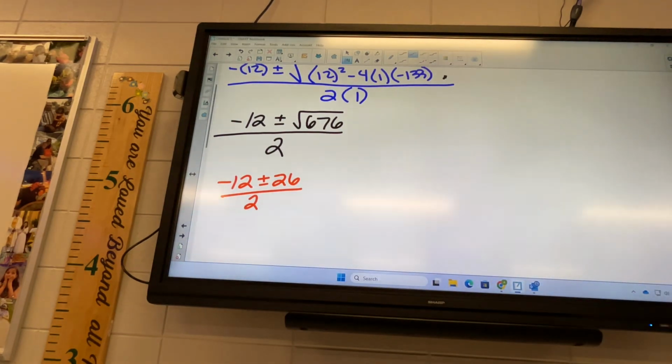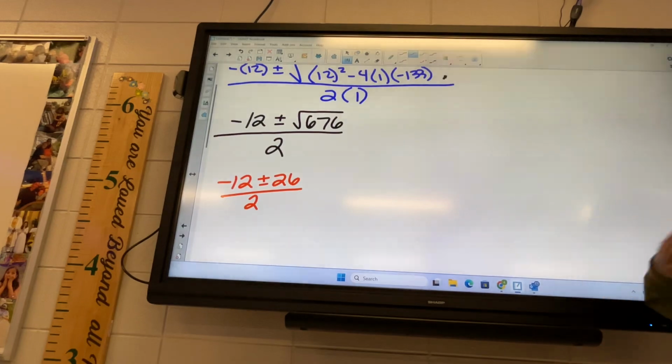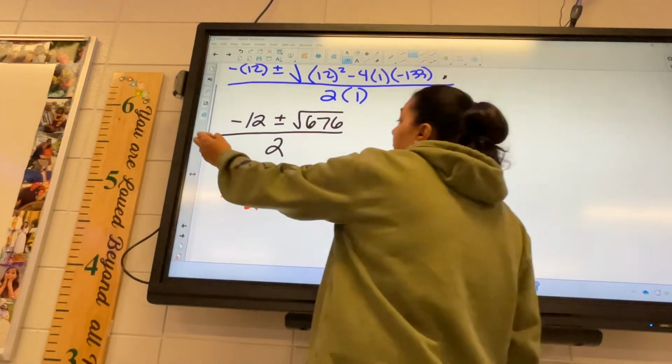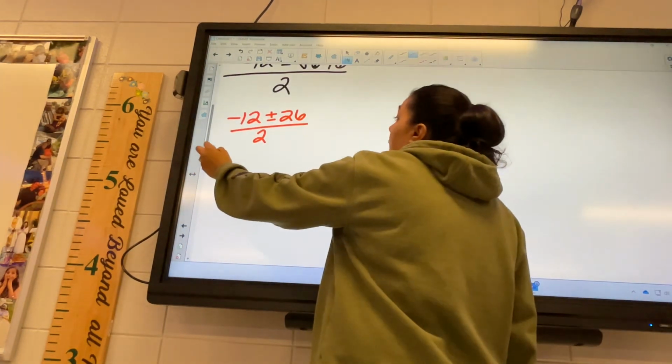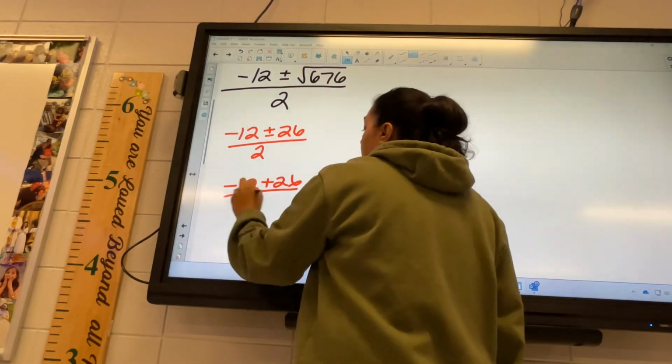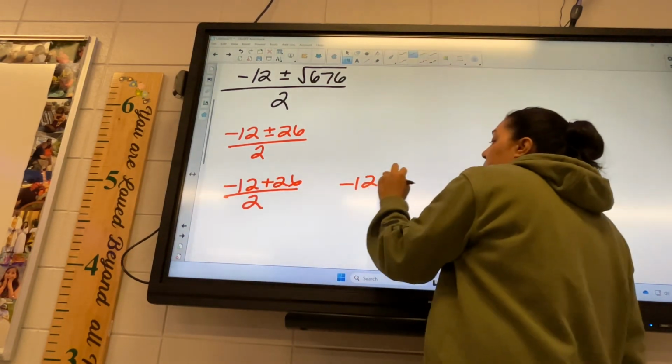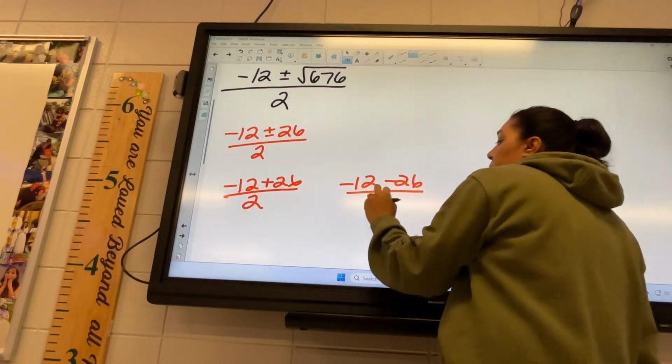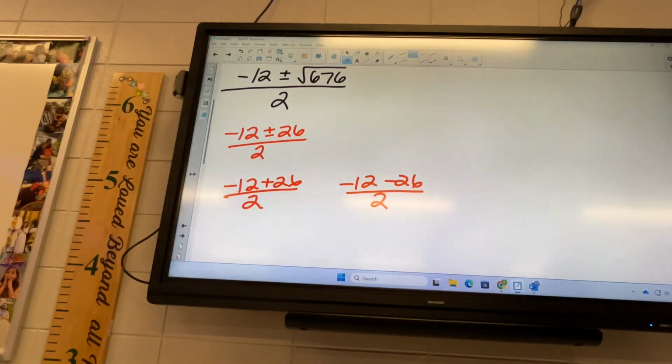Okay, and then what do we do? Negative 12 plus 26 over 2. And today is just for the sheet. I'm going to write it twice, but you definitely don't need to. So it's really going to look like negative 12 plus 26 over 2, and then negative 12 minus 26 over 2. Okay, you're going to be typing it in your calculator twice.